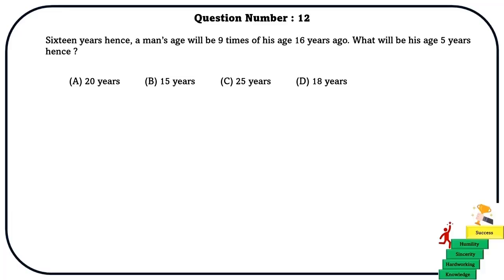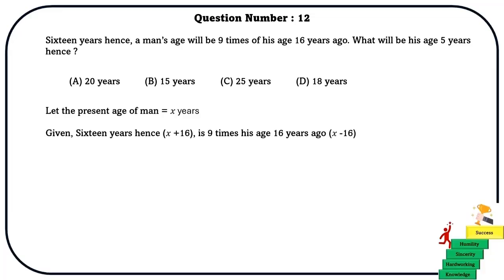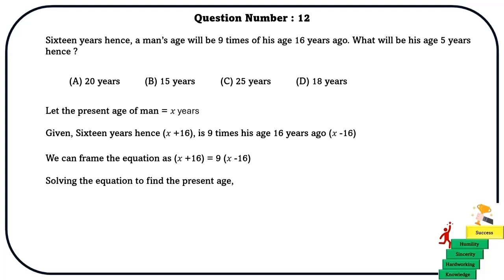Question number 12. 16 years hence, a man's age will be 9 times his age 16 years ago. What will be his age 5 years hence? Let the present age of the man be x years. Given 16 years hence, that is x plus 16, is 9 times his age 16 years ago. We can frame this as x plus 16 is equal to 9 into (x minus 16). Solving the equation to find the present age, we will get the value of x, that is 20.